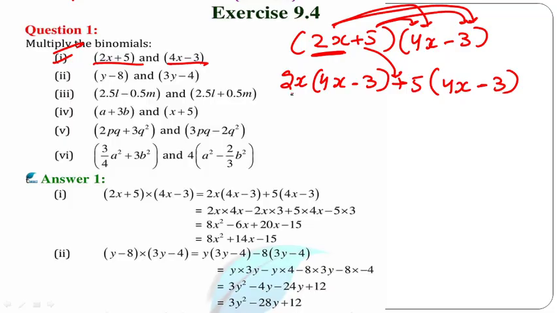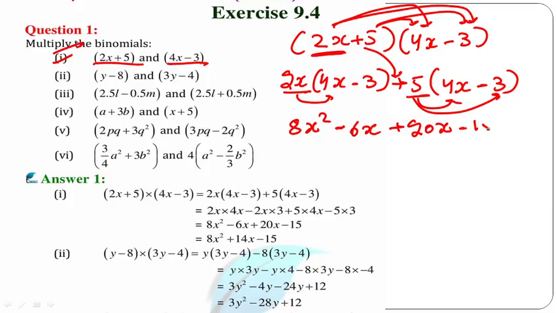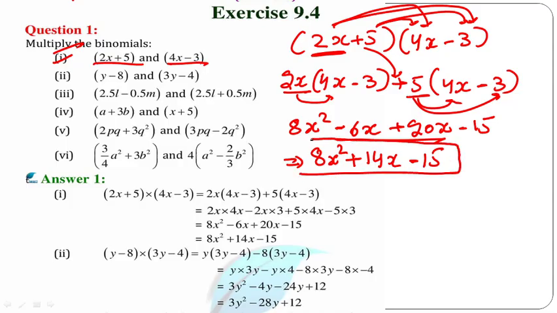On multiplying you will obtain 2x into 4x is 8x square, minus 2x into 3 is 6x, plus 5 into 4x is 20x, 5 into minus 3 is minus 15. So we will obtain 8x square, plus 20x minus 6x, which is 14x, minus 15. So this is your required answer.